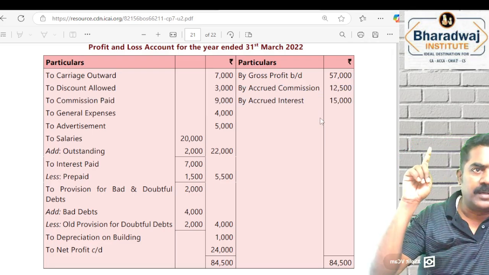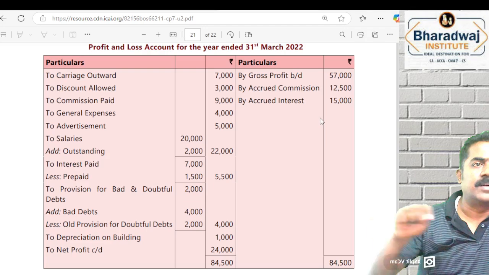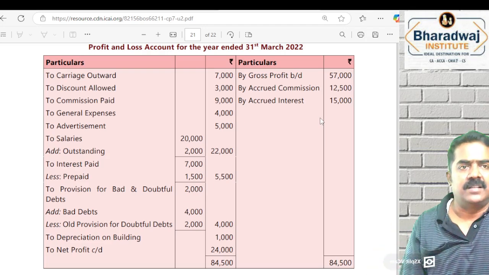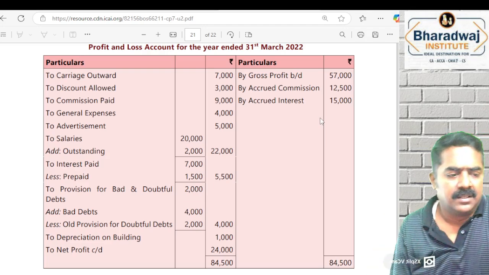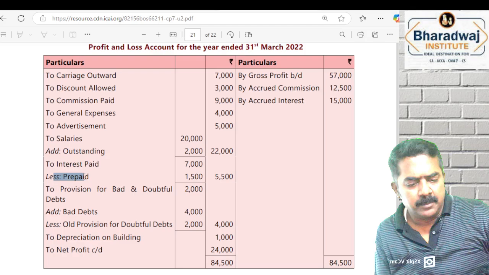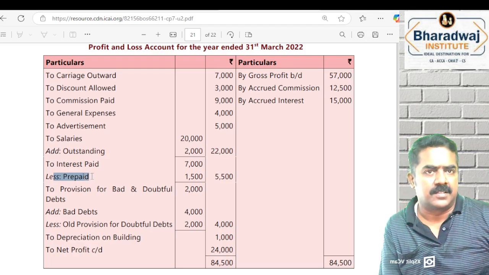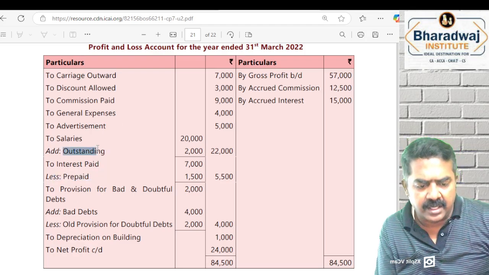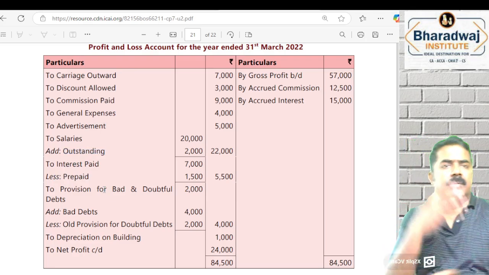Is it given in the trial balance? No. It is accrued means earned but not received. Yet to be received. Anything receivable is an asset. Accrued commission, accrued interest அசெட்ல் வந்துரும். அதே மாதிரி prepaid interest also will come in asset side. Then outstanding salary, outstanding wages and all will come in what? Liability side.